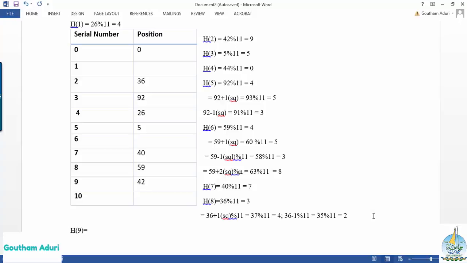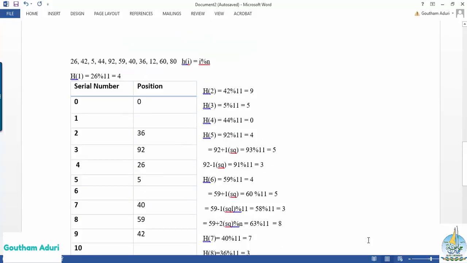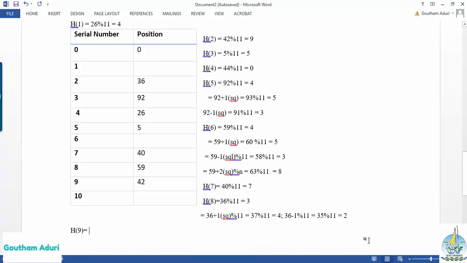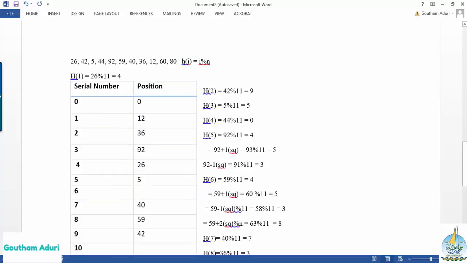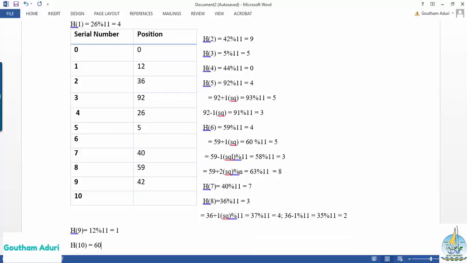It's going to be how much? h of 9 is 12 mod 11, so it's going to be 1. So 12 is going to come in the first position. Now h of 10, so it's how much? 12 mod 11. Next 60 mod 11, it's 11 5 is 55, and then 5 is a remainder, so 5 is getting collision.